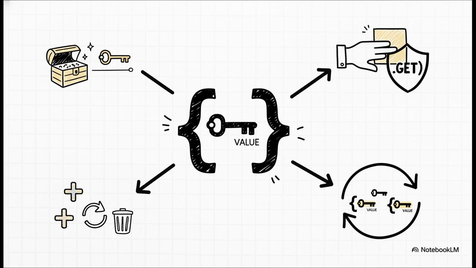So let's just do a quick recap of the really important stuff. Dictionaries are all about storing connected data in those key-value pairs. Always use .get to access data safely so your code doesn't crash. And remember that .items is your best friend when it comes to looping. As we just proved, you can solve real-world problems with just a few lines of really clean code.